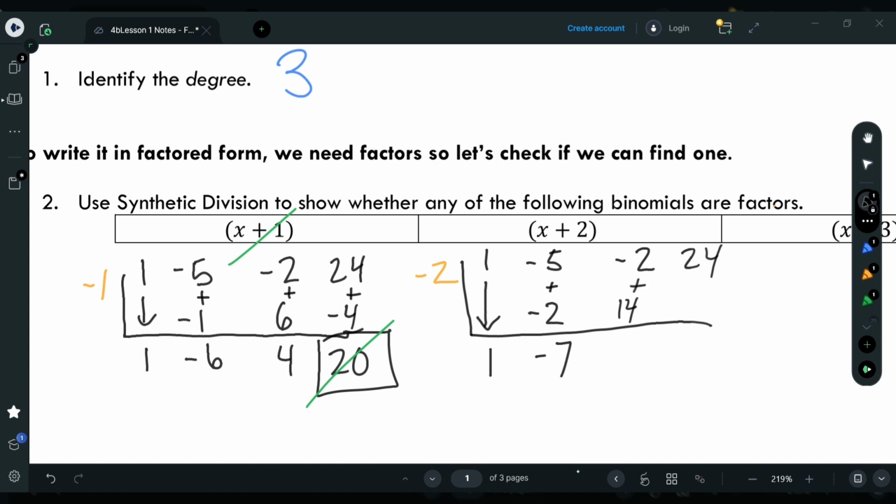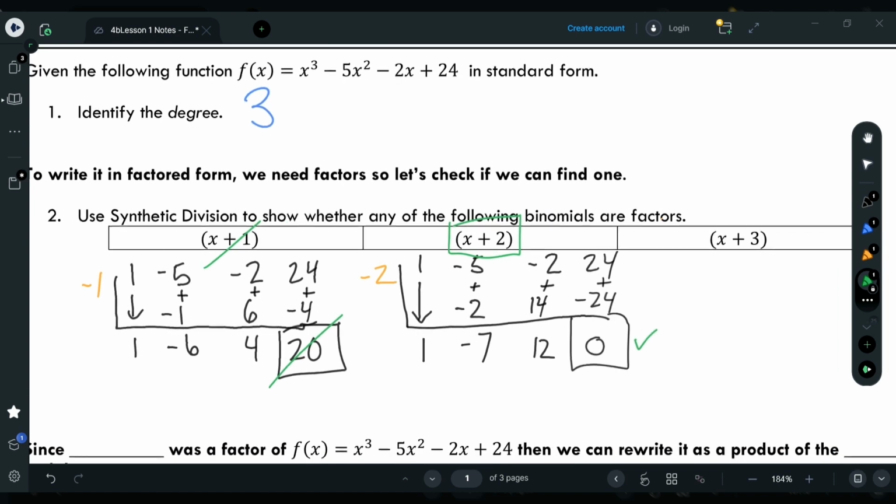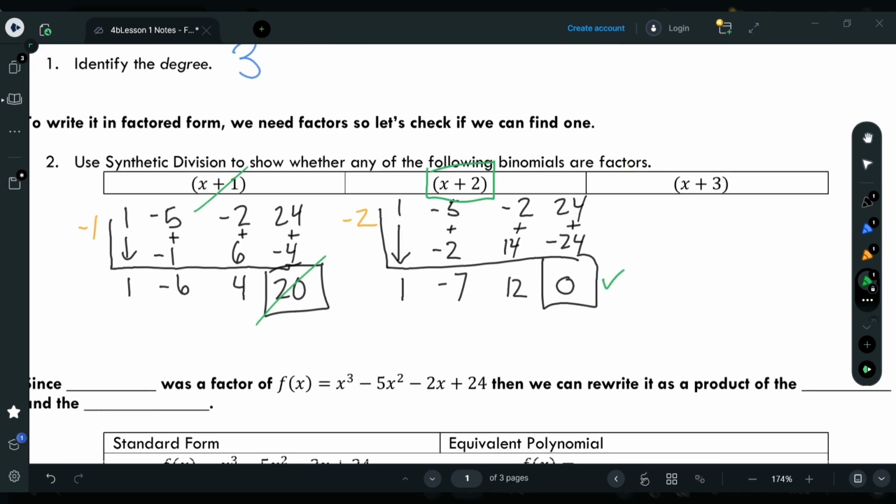-2 plus 14 is 12. 12 times -2 is -24. Take a look here. 24 plus -24 is 0. So here's our remainder, and it's a 0. So that means we found a factor. X plus 2 is a factor. All right. We found one.